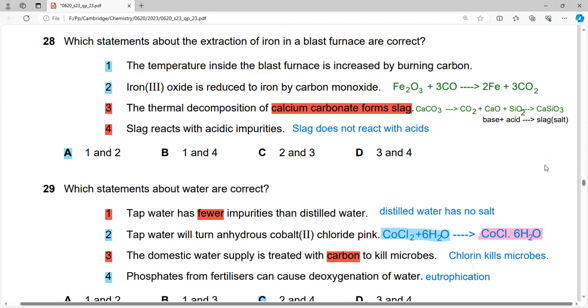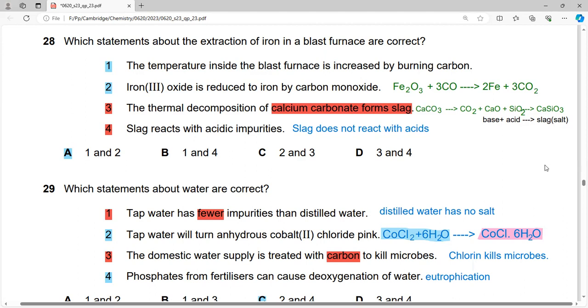So we define the slag as what? For example, the calcium carbonate will dissociate into carbon dioxide and calcium oxide. Now this calcium oxide is combined with the silicon dioxide, and this produces a salt. Why? Because calcium oxide behaves as a base and silicon oxide behaves as an acid. They combine with each other, and this is a neutralization reaction. This will produce a salt, calcium silicate, and this is going to produce what? Slag.